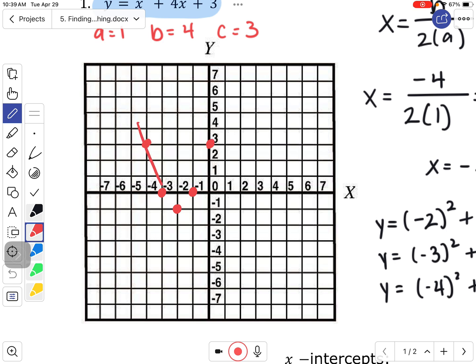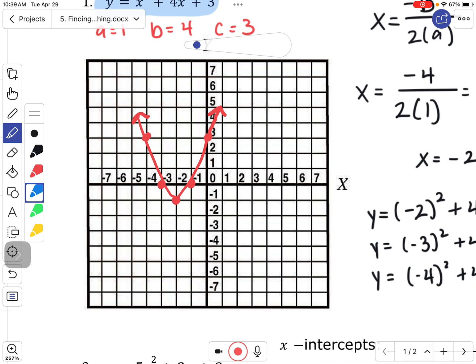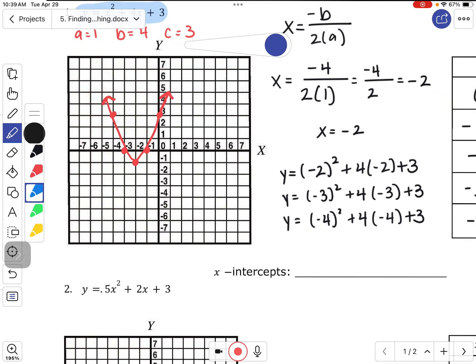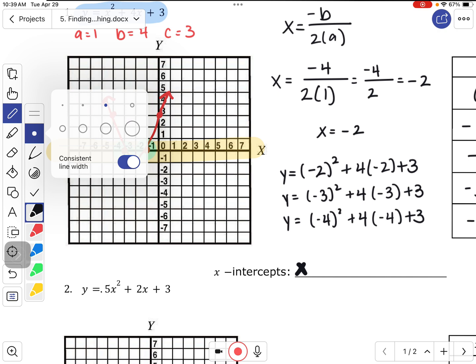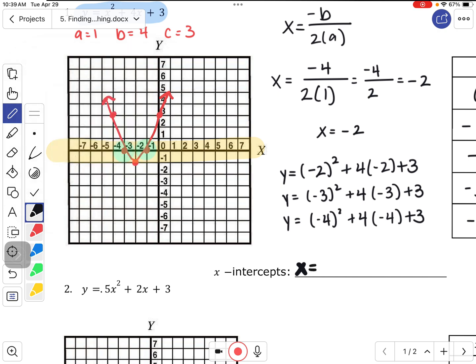Okay, and then I'm just going to go ahead and connect those. So there's my parabola right there. Now it's asking for my x-intercepts. Well, that's where it crosses the x-axis. So when I'm looking where it crosses the x-axis, it crosses right here and it crosses right there. So I'm going to say x equals, and the 2 numbers that it equals. One of the numbers it's crossing is a negative 3, and another number it's crossing at is a negative 1. So x equals negative 3 and negative 1.